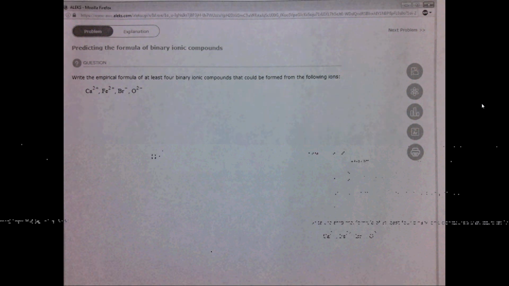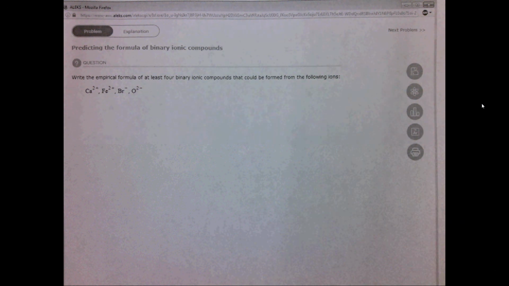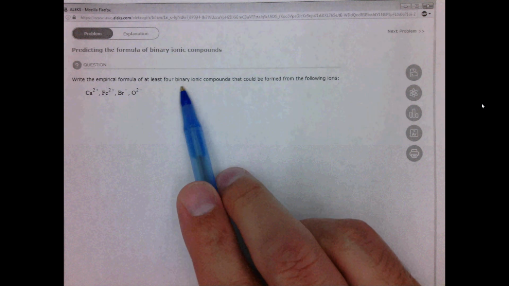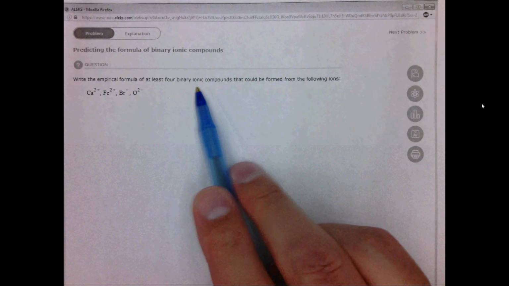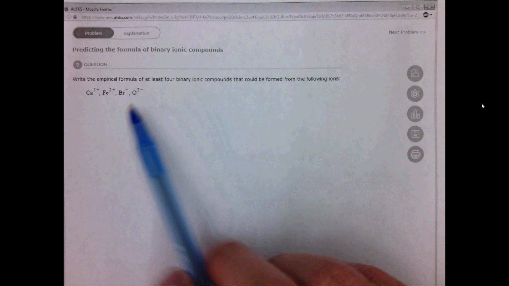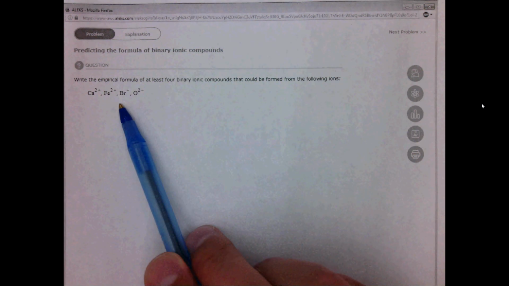So in this question, it asks us to write the empirical formula for at least 4 binary ionic compounds that can be formed from the following ions. So binary means containing 2 elements. Ionic means a metal and a non-metal. So basically, we want to form all the compounds that can be formed from these ions.